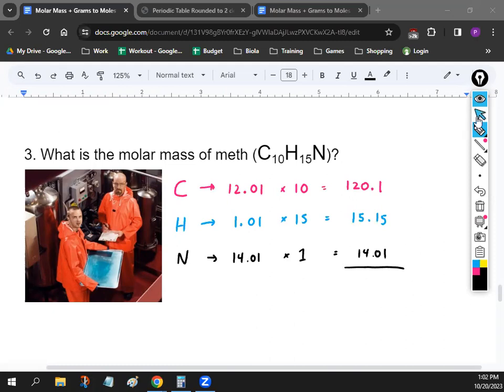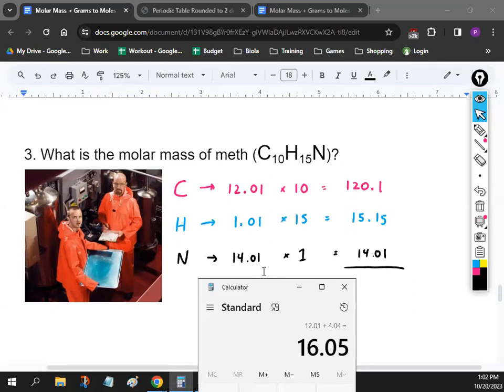And so if you want to find the molar mass of the entire molecule, super easy, you just add them all up. So you get 120.1 plus 15.15 plus 14.01, and the final answer, 149.26. And make sure you write grams per mole.